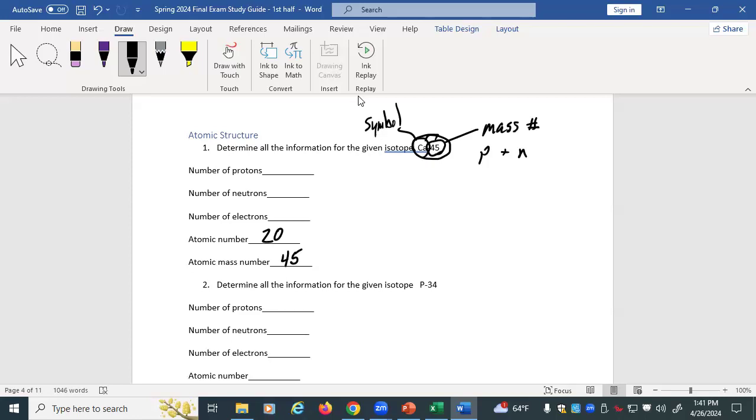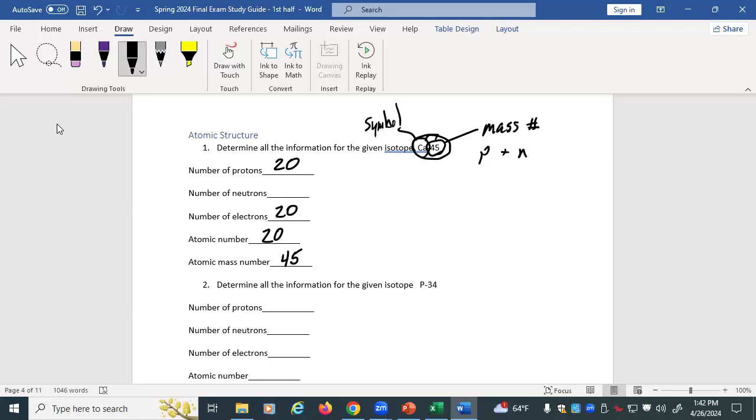Because remember, the atomic number, the identity of the substance, is based on the number of protons. Since we are not told anything about charge, we can assume that if the protons are 20, the electrons are 20 as well. If this was charged in some kind of way, if we were told that this was potassium-45 positive 2, then we know that there's an uneven relationship between the protons and the electrons. But that's not been said.